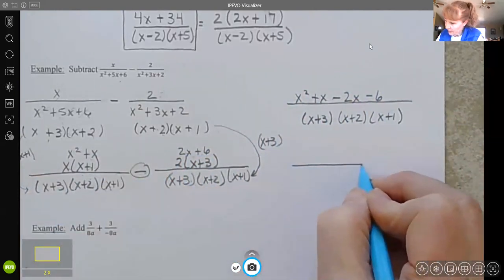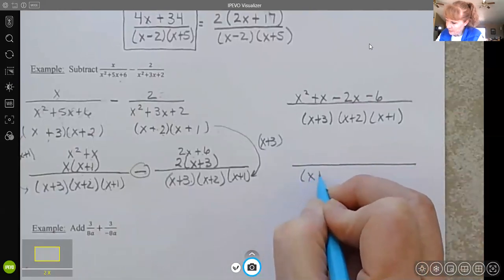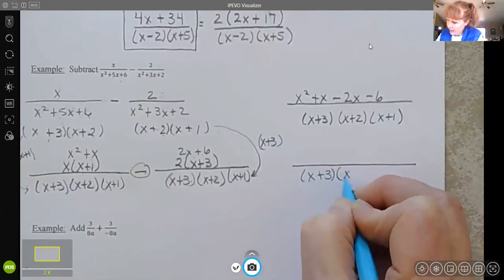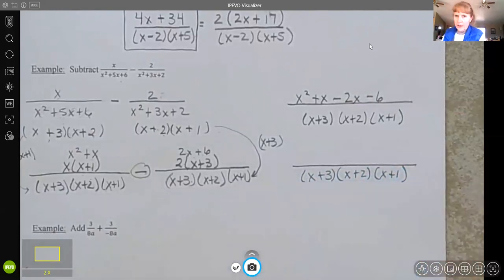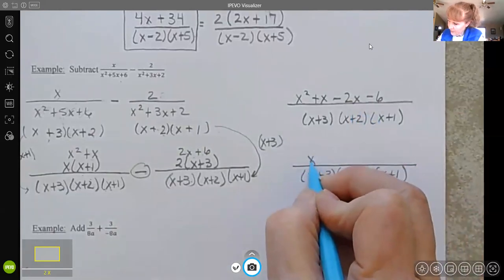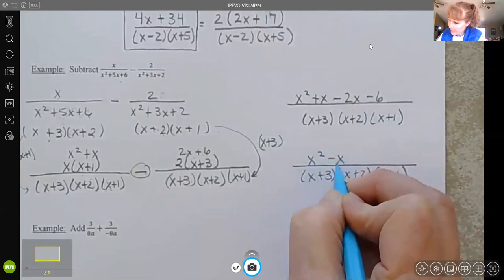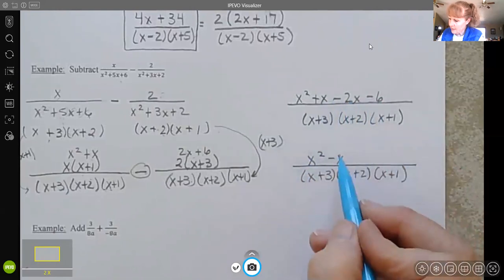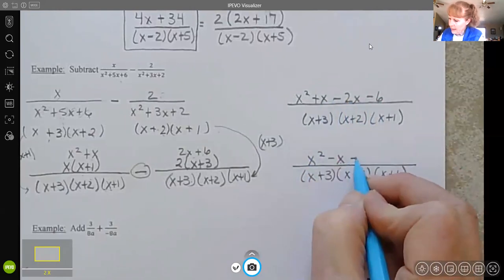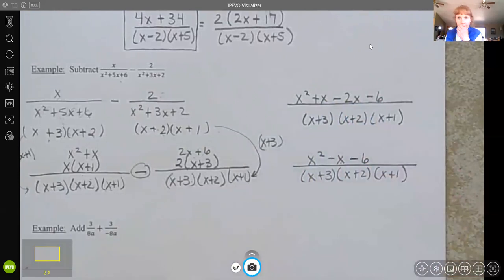So my numerator is x plus 3, x plus 2, x plus 1. Again, don't multiply that denominator out. And then we've got x squared minus x, because positive x and a minus 2x is a minus 1x, minus 6. Okay, perfect. Now, let's see if we can factor and reduce.